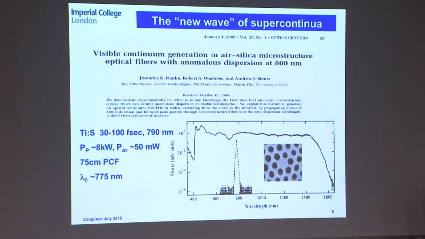The peak power is quite high, 8 kilowatts. Average power is quite modest. And so this power is essentially spread out across all this supercontinuum. But the important thing, of course, to note from this is that the supercontinuum evolves to the short wavelength side. And this is clearly not due to four-wave mixing. But this really, really set out the sort of standard for what supercontinuum should be. And it was all driven, essentially, by the photonic crystal fiber.